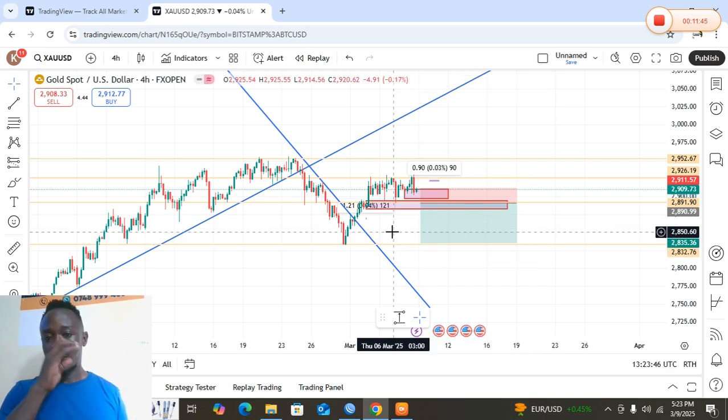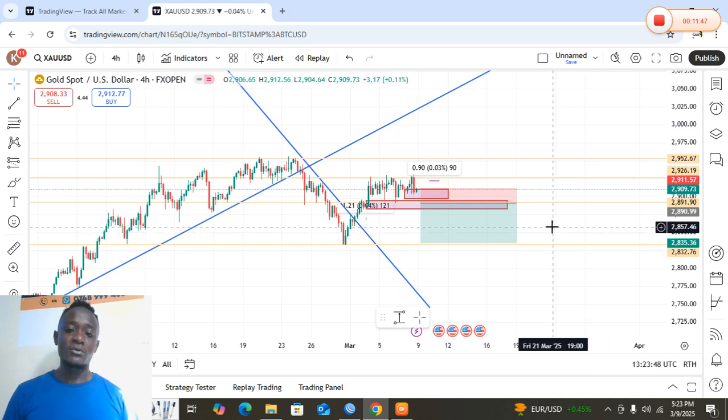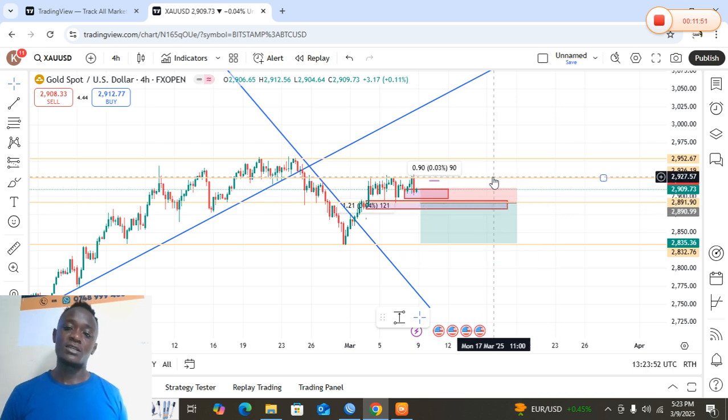Yeah, like that. So let's be patient and wait. I'm not saying the market's going to go short or whether the market's going to go long, but you just have to be patient and wait.